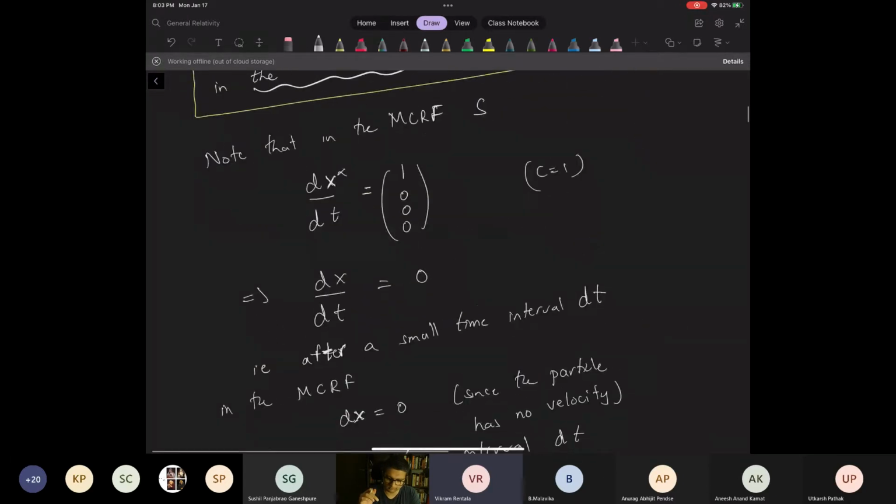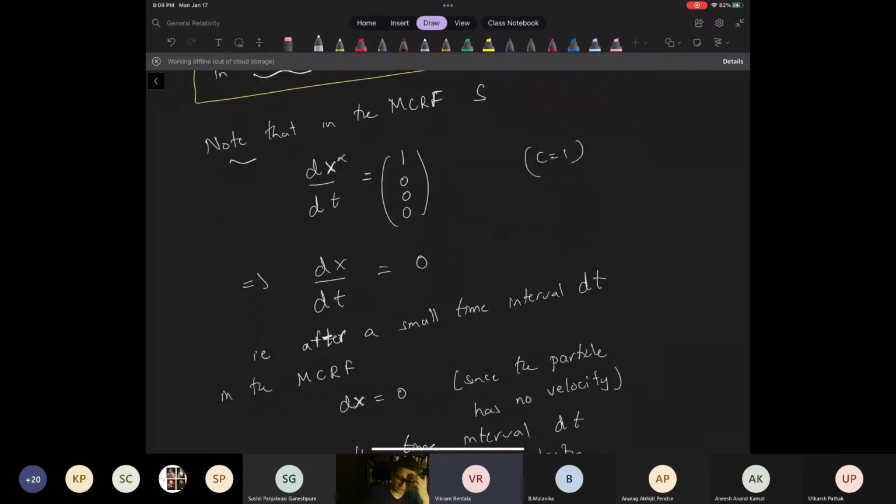Okay, so now if you're in the MCRF S, what we said is that dx alpha dt is 1 0 0 0. This is the 4 vector for velocity. Strictly speaking, the 4 vector for velocity is dx alpha d tau. What we'll see is that d tau is the same as dt if you're in the MCRF. That's actually quite easy to see.